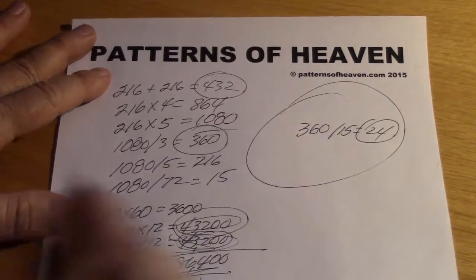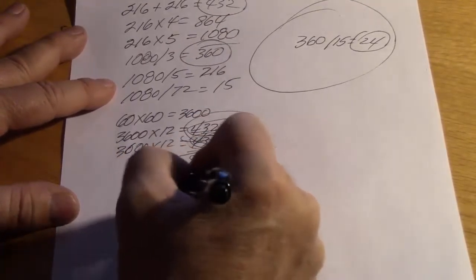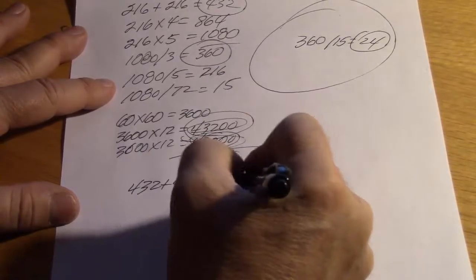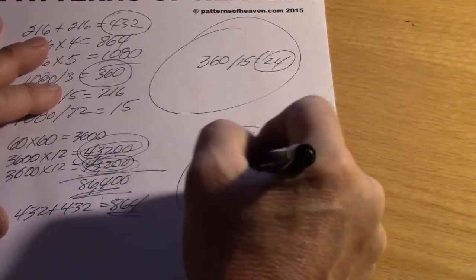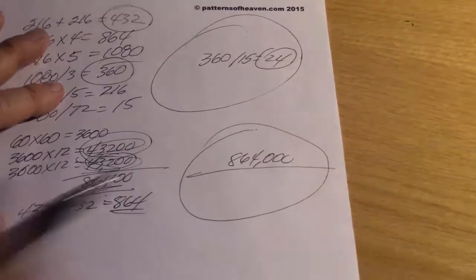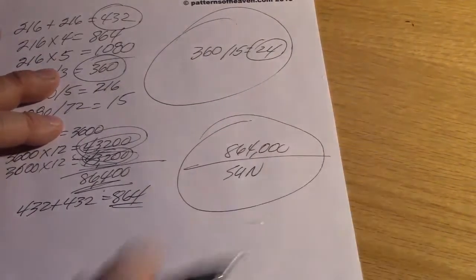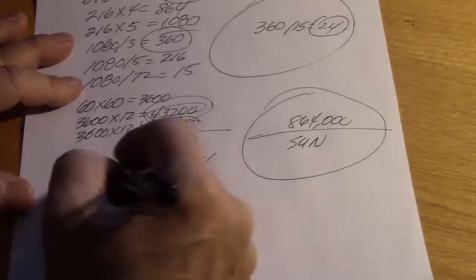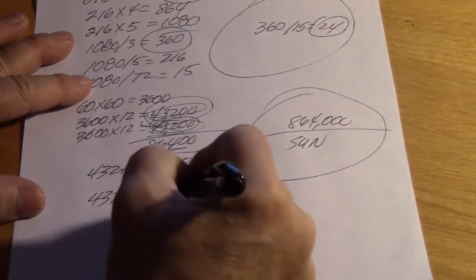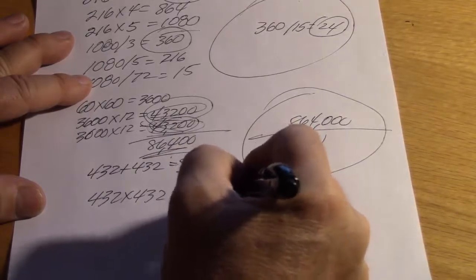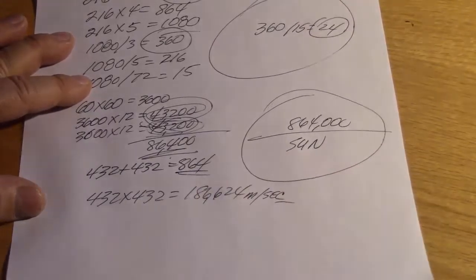Now if we take 432 plus 432 equals 864, and interestingly 864,000 is the diameter of the sun in miles. Now if we take the 432 times 432 equals 186,624, and that is the miles per second of the speed of light.